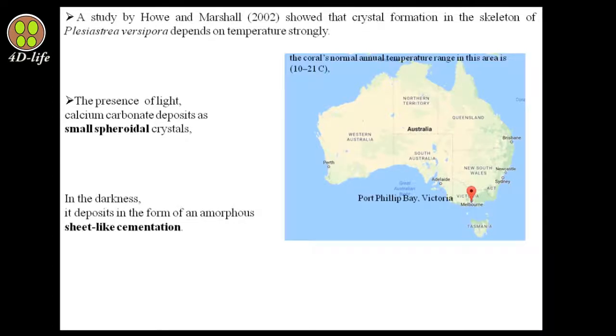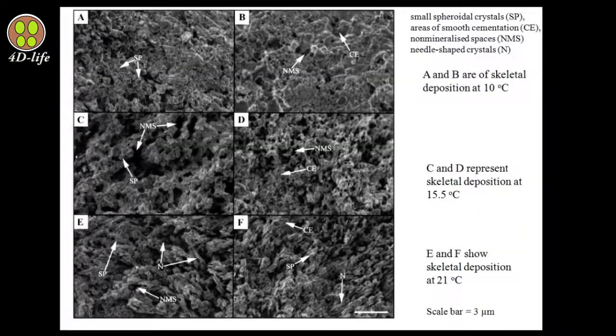At a temperature of 21 centigrade, it mostly looks like small needle-shaped crystals with some spheroidal crystals, and at a temperature of 15 centigrade, it looks like spheroidal crystals.